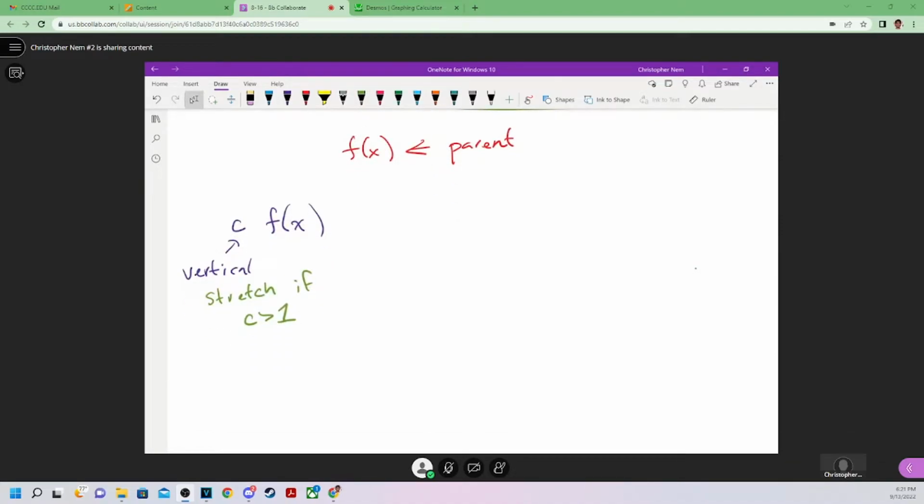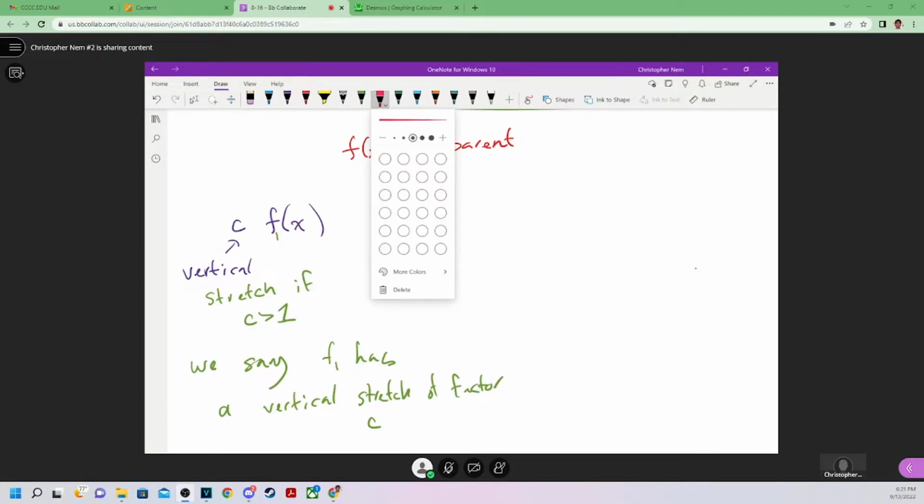And if it's bigger than 1, we say f1 has a vertical stretch of factor c. It is being vertically stretched by a factor of that c, if that c is bigger than 1.